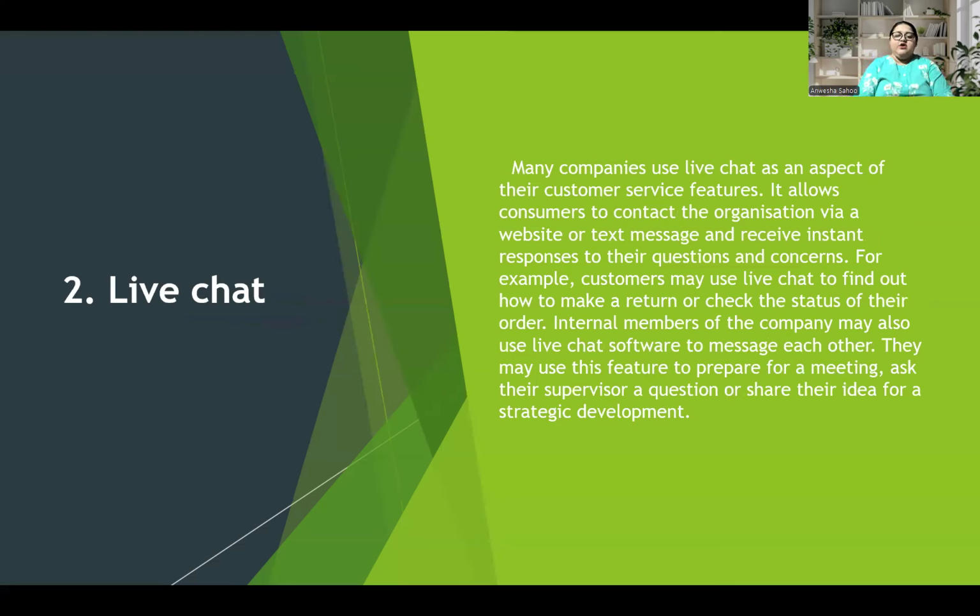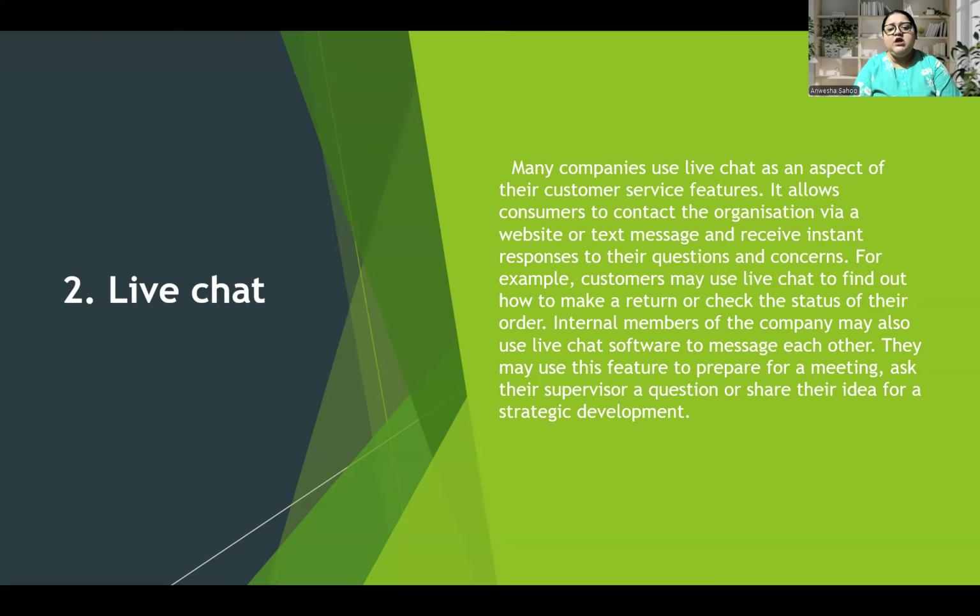Next is live chat. What is live chat? Many companies use live chat as an aspect of their customer service feature. Suppose I am searching for a product, and there is a chat box. You will find it on either side of the page of the website, asking if you want to ask something. So that is called live chat. Whenever I'm asking a question, some AI tool or someone is replying on behalf of the company.